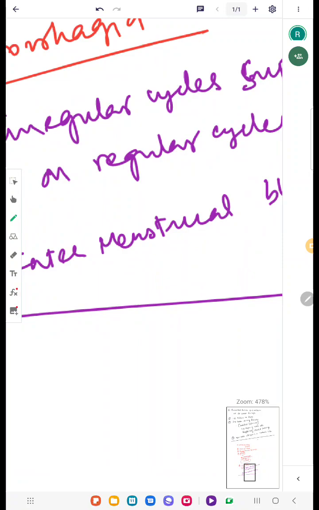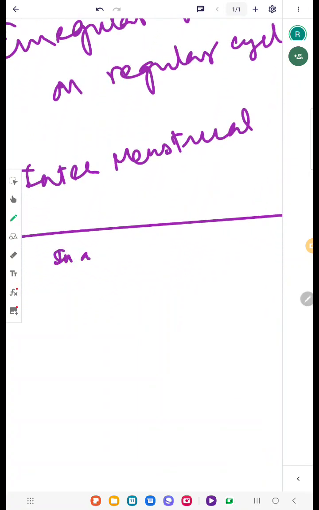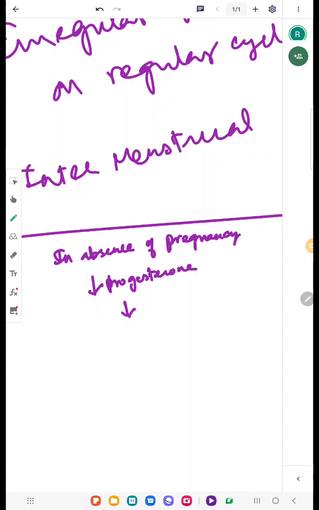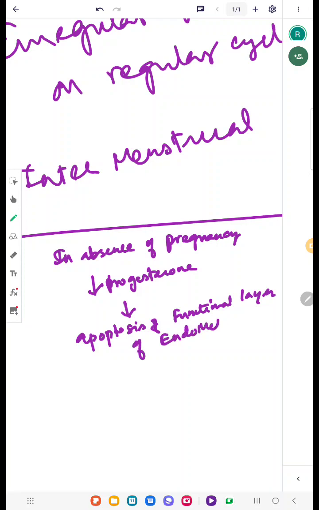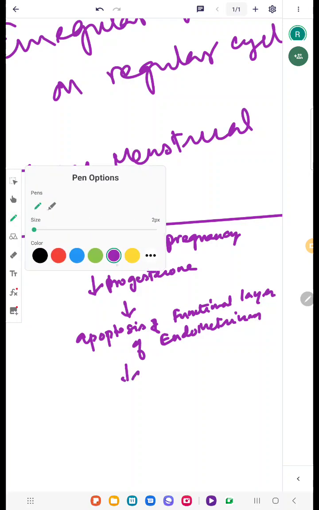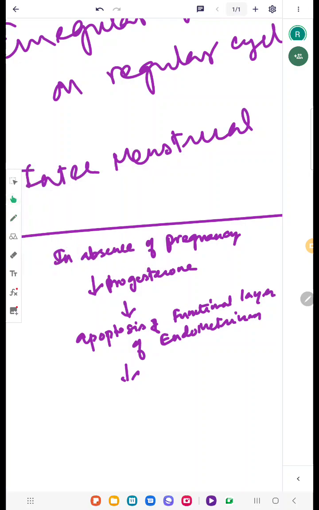In the absence of pregnancy, there is a decreased secretion of progesterone. That is responsible for apoptosis of the functional layer of the endometrium, as we discussed. And that in turn results in menstruation.